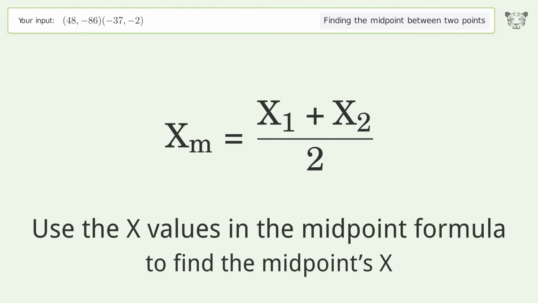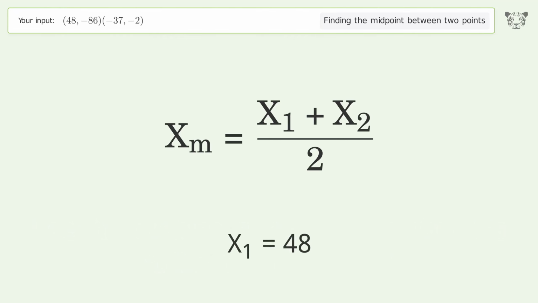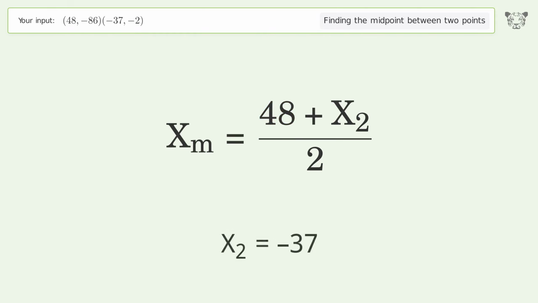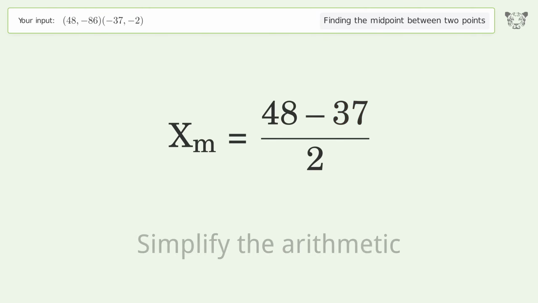Use the x values in the midpoint formula to find the midpoint's x. x1 equals 48. x2 equals negative 37. Simplify the arithmetic.